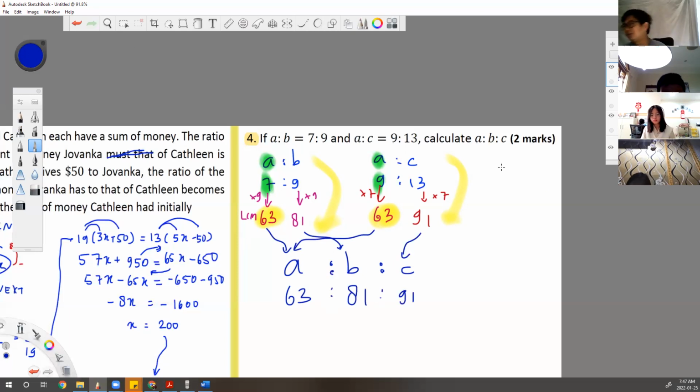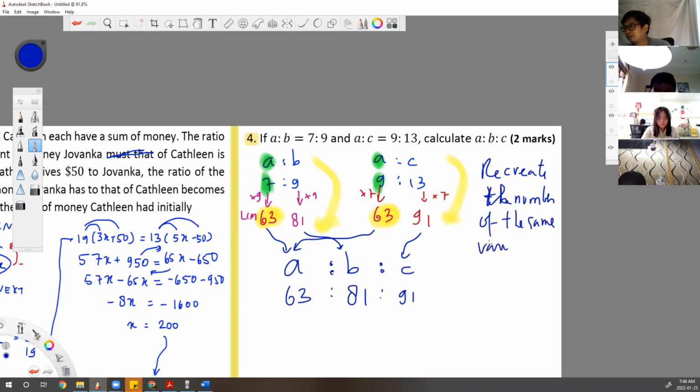Okay, so you have to resolve or recreate the number of the same variables. So we look at the A first. The A is different. You have to make it the same so that you can do the rest.